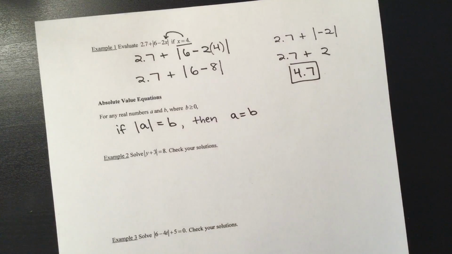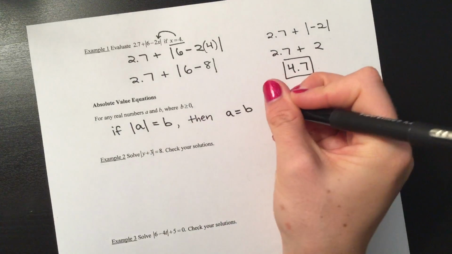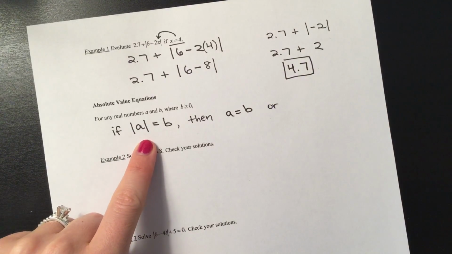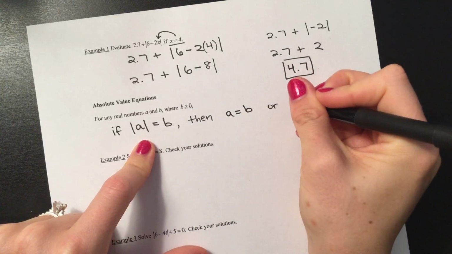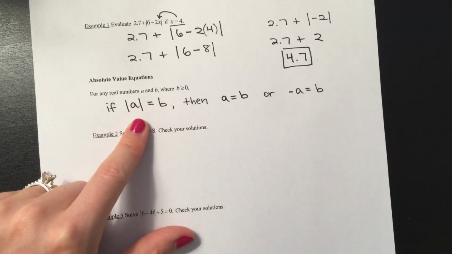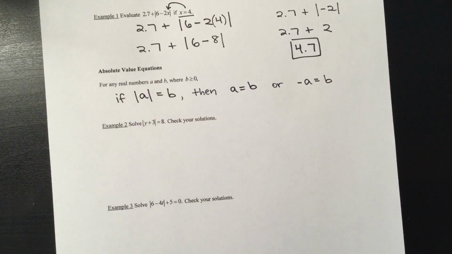So that would be easy enough. If the absolute value is equal to B, then you could say that A equals B. Or this number on the inside could have been negative. Okay, so it could have been a negative A that was actually equal to B. So we do it like that. So we could say that A is equal to B or negative A is equal to B.